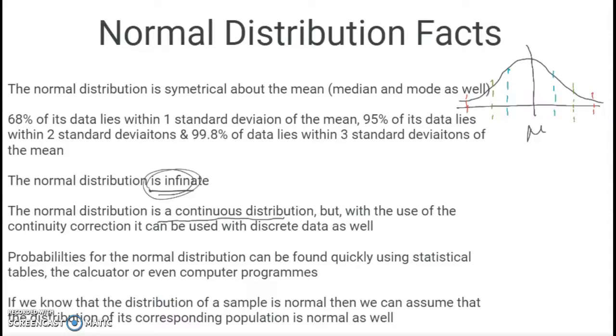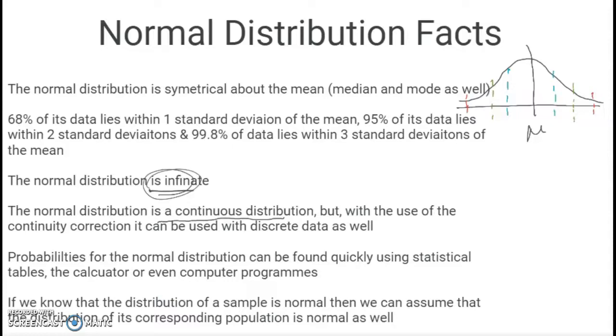Then there's a couple of advantages to the normal distribution above lots of other things here, in that probabilities for the normal distribution are really quick and easy to find. We've got our tables, we've got our calculators, and obviously there are computer programs that can do it instantly for us. So that's a really nice advantage of the normal distribution.